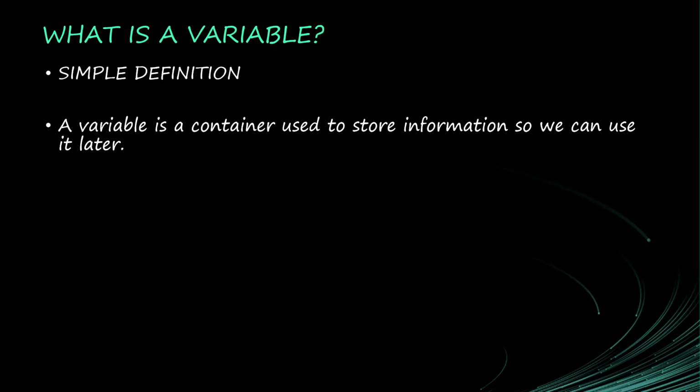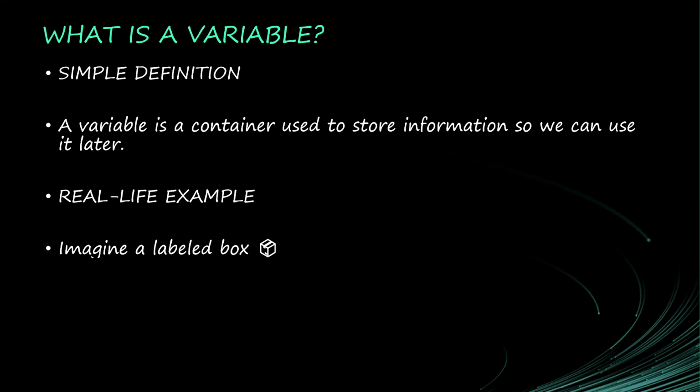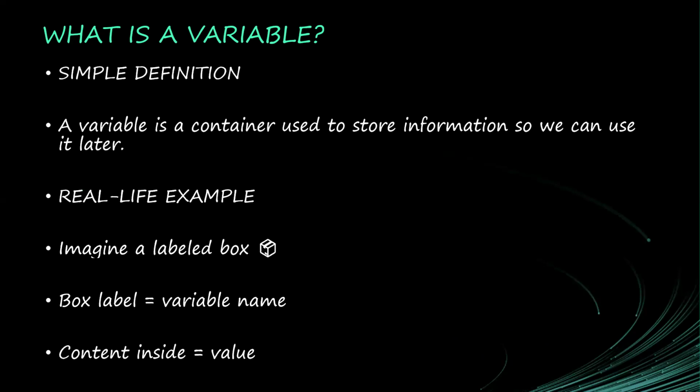Let me break this thing down. When you store data in a computer, whether in your phone or in a computer, it is stored in the computer's memory. So when we are storing a value in a variable, we are actually storing a value in a memory location, and then we are giving it a name. Imagine a labeled box. If you have a box and you label it, the box label is equal to the variable name. That's the name of the box, but that label is the variable name, and whatever is inside of it is the value.